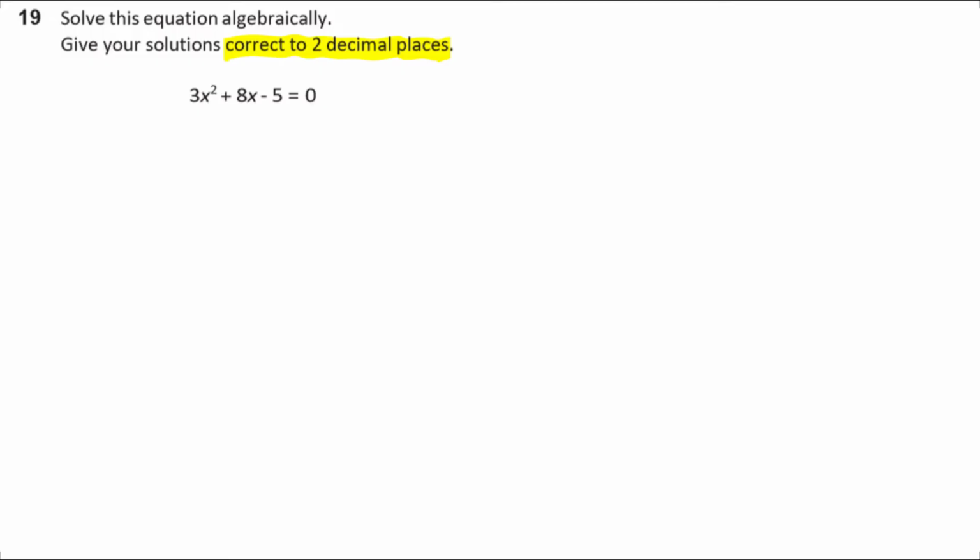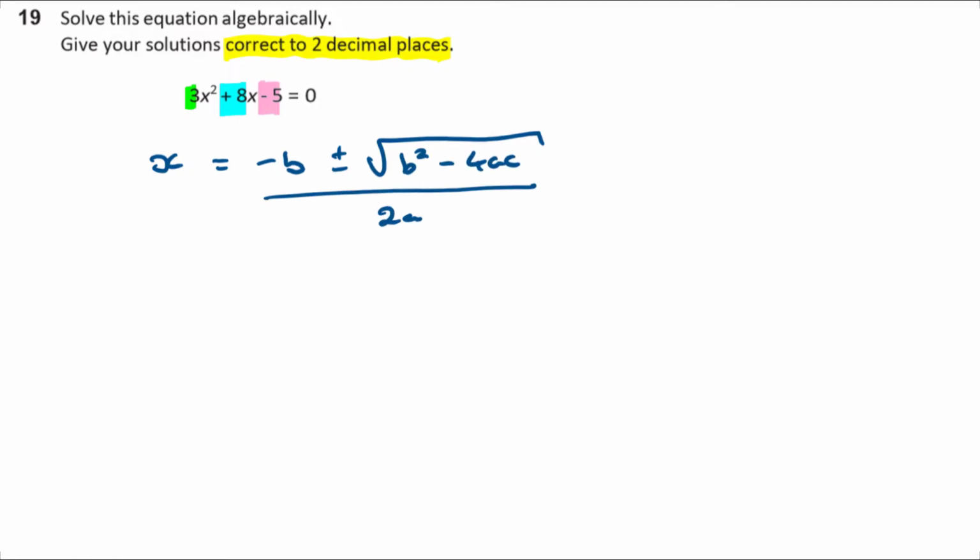Okay, so the formula says that this coefficient is A, this one is B, and this one is C, and the formula I'm going to be using is x equals minus b plus or minus the root of b squared minus 4ac all over 2a. Okay, so subbing into that then, remember 8 is b, minus 5 is c, 3 is a. So we're going to just sub that in carefully into the formula and then work it through to a solution.